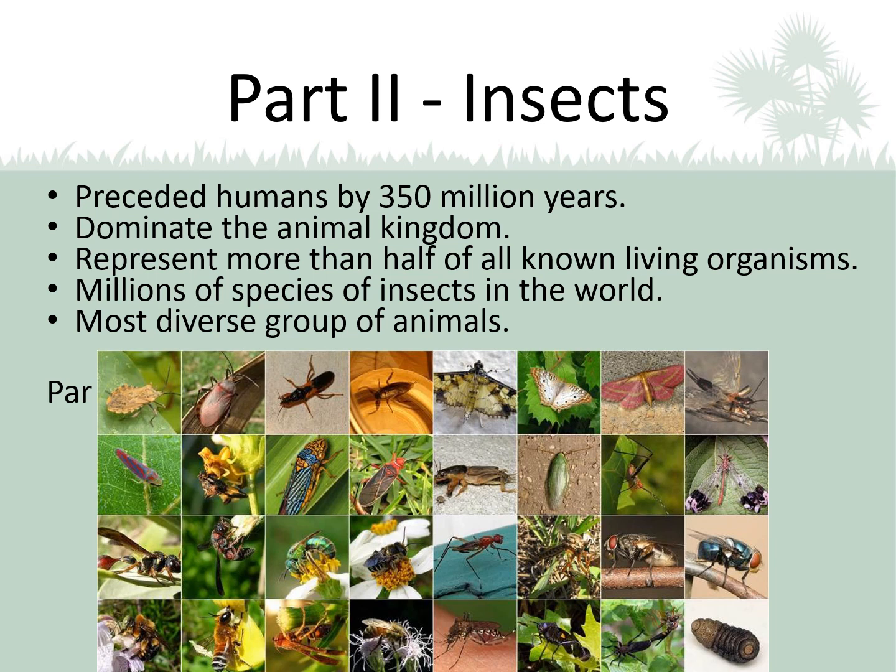Moving on to part 2, the insects. Insects preceded humans on the earth by 350 million years. They dominate the animal kingdom. They represent more than half of all known living organisms, and there are millions of species of insects in the world. It is the most diverse group of animals.